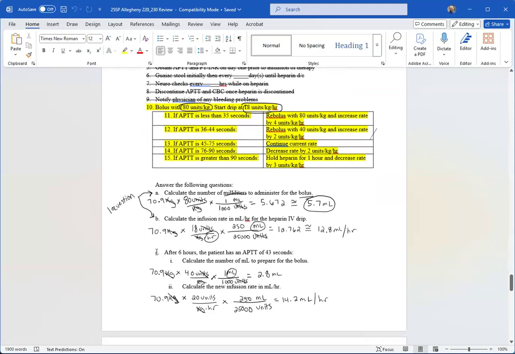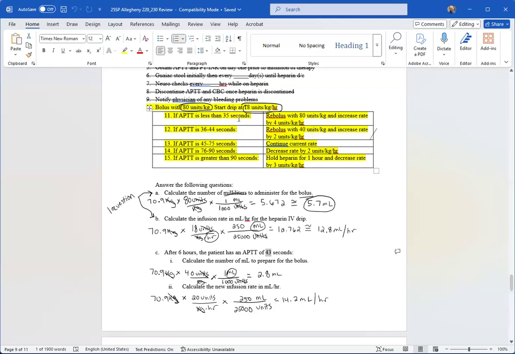This part C would be just after the patient's been on the protocol for 6 hours, they're going to assess their APTT, and they're going to look to see if they need to make any adjustments. And so in this scenario, I put it at 43 seconds. 43 seconds fits into step 12 of the protocol, where it tells you to rebolus and then to increase your infusion rate. So the standard weight-based heparin protocol is just that. It's just telling you what to do.